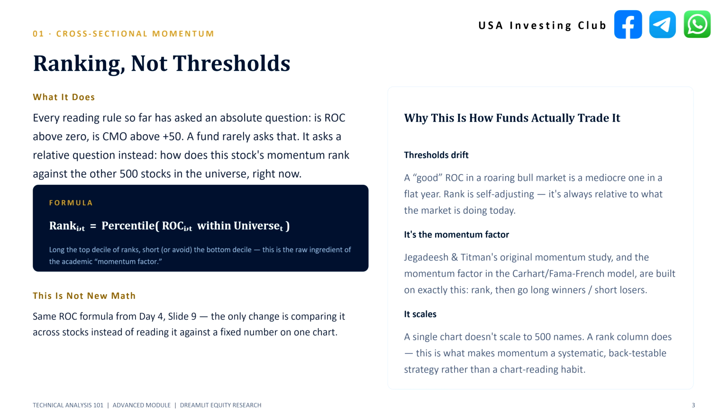It is quite literally the momentum factor, Jegadeesh and Titman's original momentum study, and the momentum factor inside the Carhart and Fama-French models are built on exactly this mechanism. Rank, then go long winners and short losers. And it scales. A single chart doesn't scale to 500 names, but a rank column does. This is precisely what turns momentum into a systematic, back-testable strategy rather than a chart reading habit.